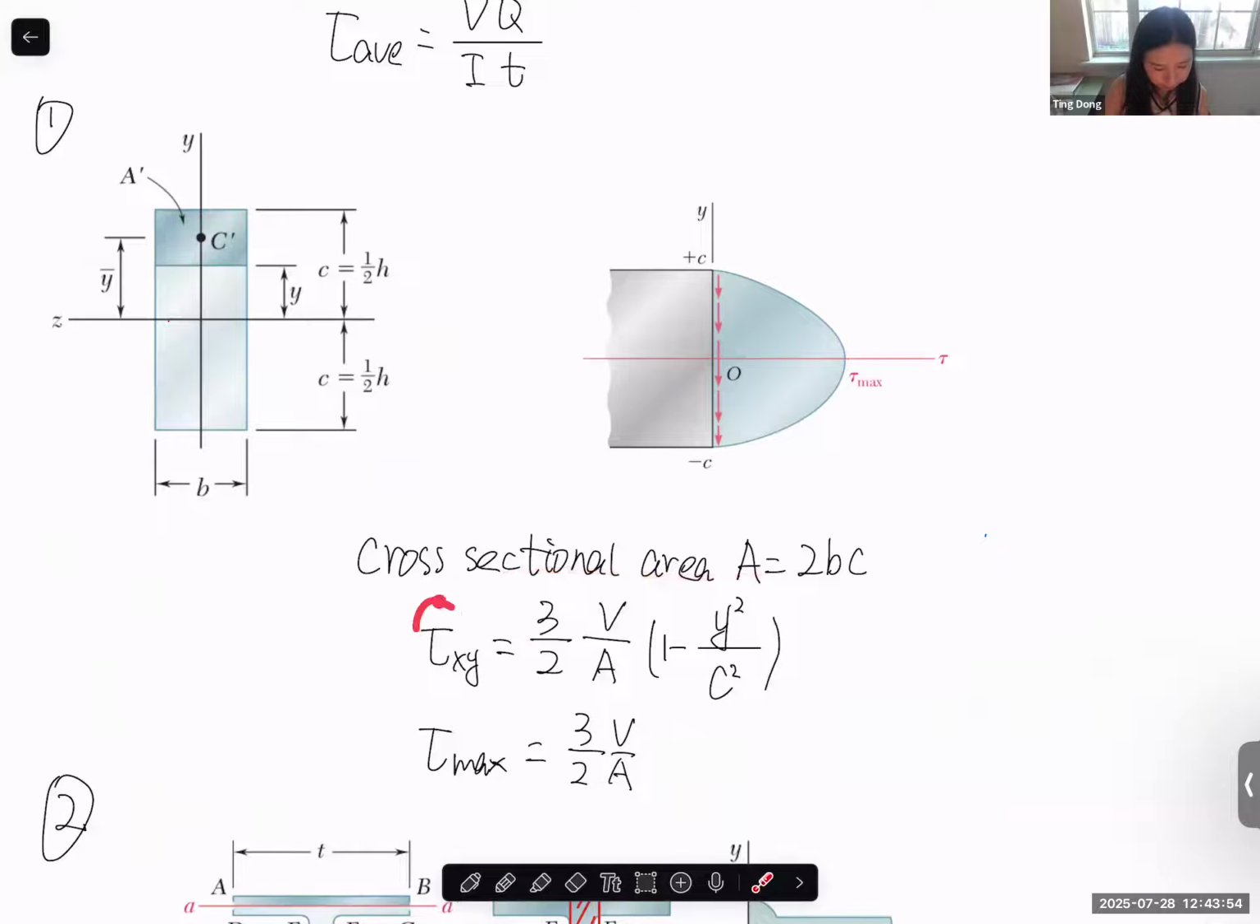This is the expression of shear stress on the x-plane in the y direction. It is a quadratic function of y, and it's symmetric about the neutral axis, so it's 0 here, 0 here, and maximum magnitude at the neutral surface, which is y equal to 0. You plug in y equal to 0, you get 3V over 2A. So yes, we can always use 3V over 2A for maximum shear stress when it's a narrow rectangular cross section.